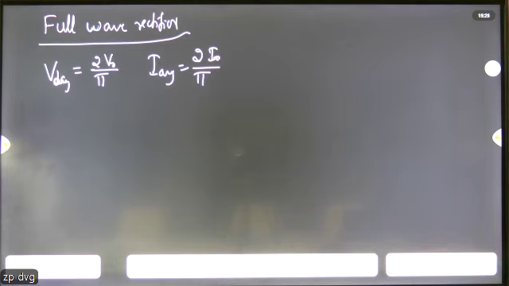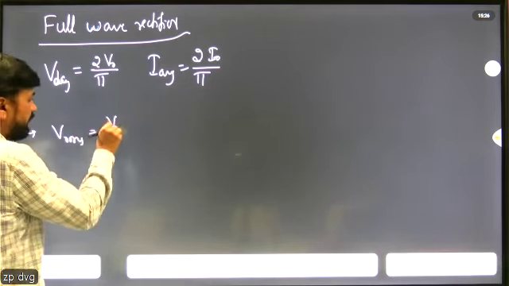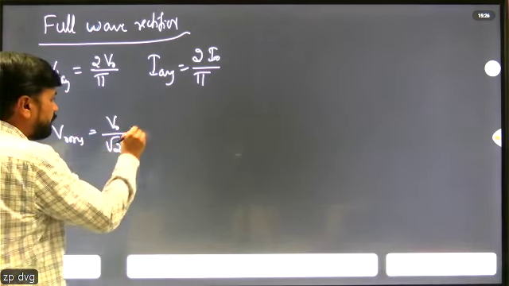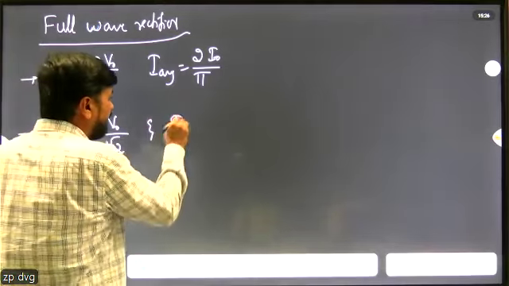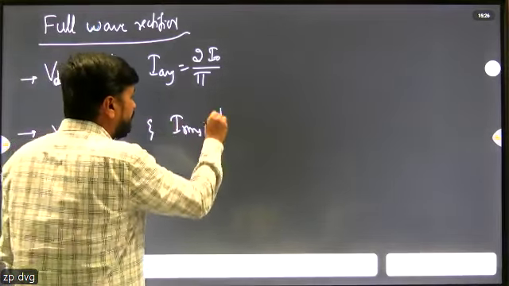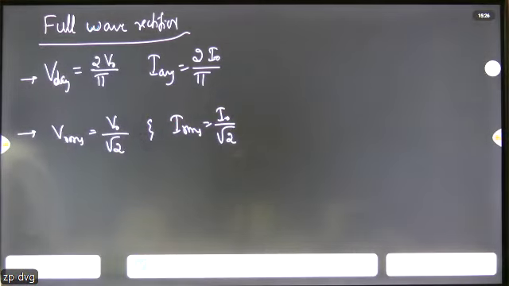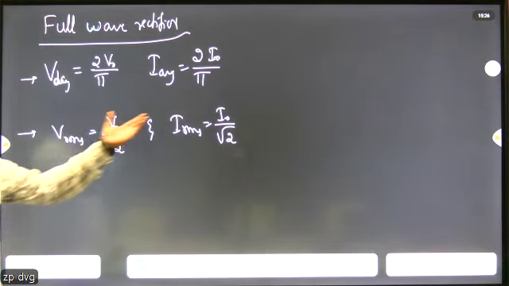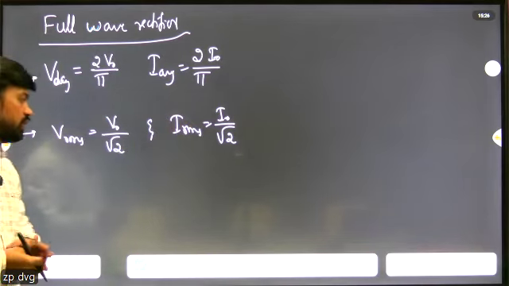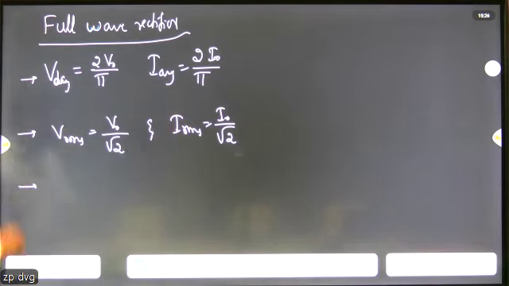And similarly, RMS output is given by VRMS is equal to V naught by root 2, and IRMS is equal to I naught by root 2. RMS value of voltage and current is VRMS is equal to V naught by root 2, and IRMS is equal to I naught by root 2.